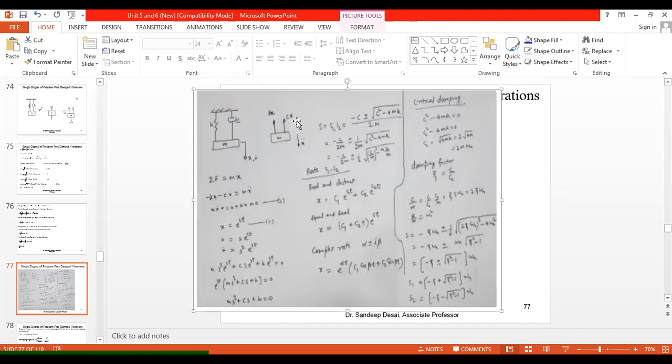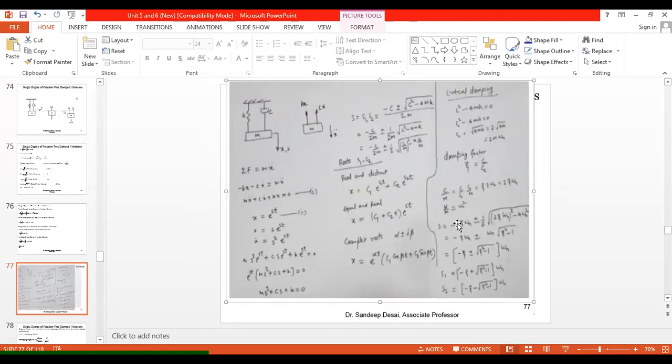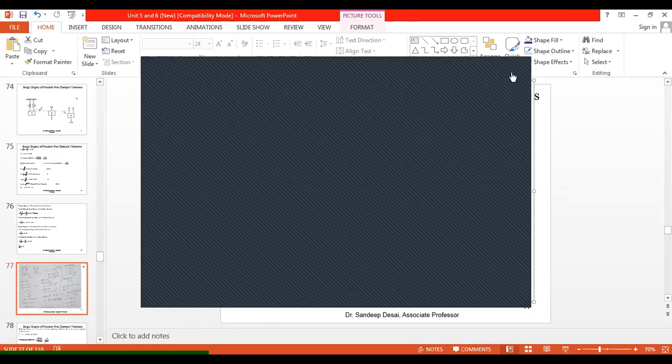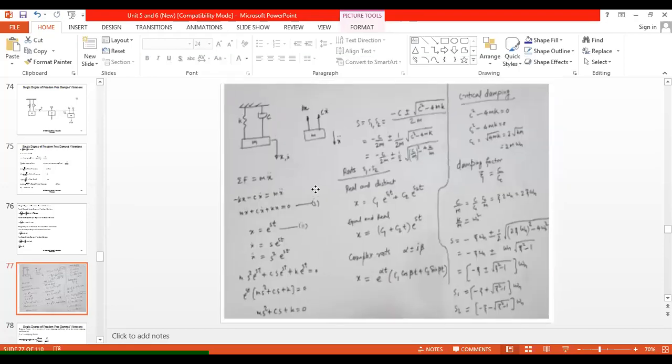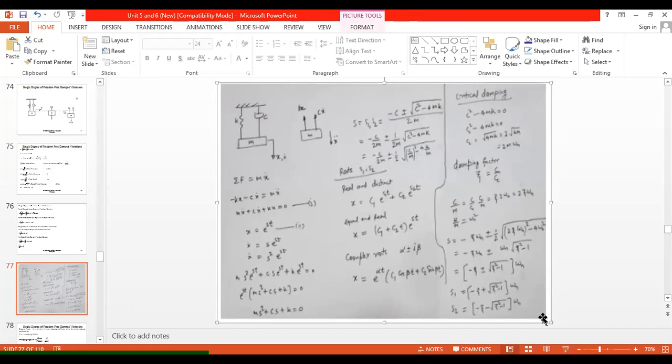Let me maximize it to the extent possible so that it will be easy for you to read it. Just a minute. So I have maximized it to the extent possible.